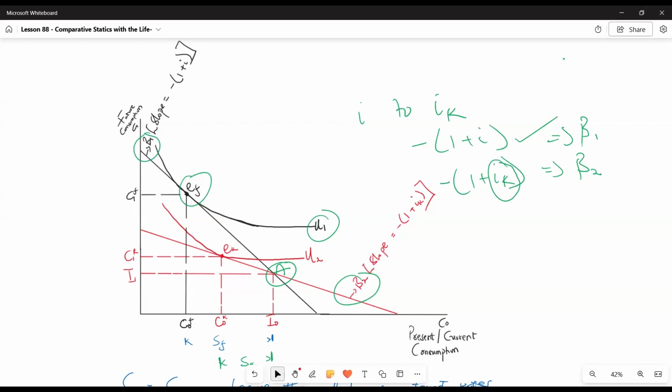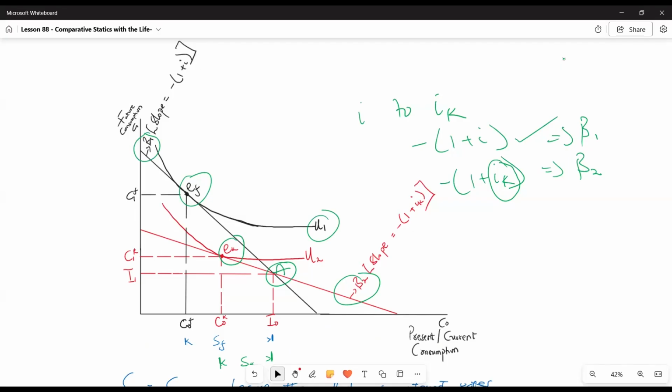The slope of the budget constraint represents the opportunity cost of $1 of present consumption in terms of future consumption. This means that if the interest rate declines, then the slope also declines, and thus the opportunity cost of present consumption in terms of future consumption also declines. For a typical consumer, if the opportunity cost of a good reduces, you are more likely to increase the consumption of that good. This means that, subject to the new budget constraint B2, someone maximizes his utility at EK, where he now consumes more in the present and less in the future.